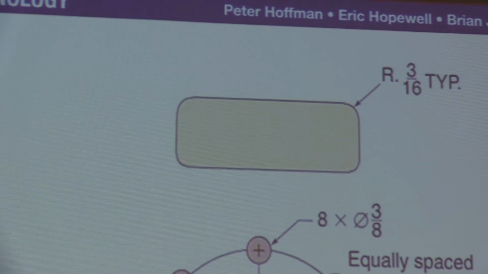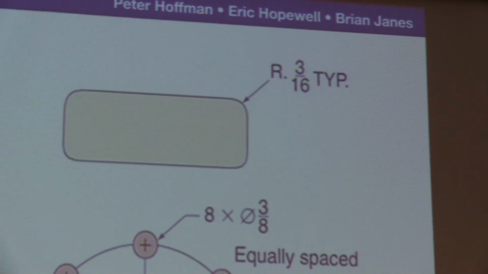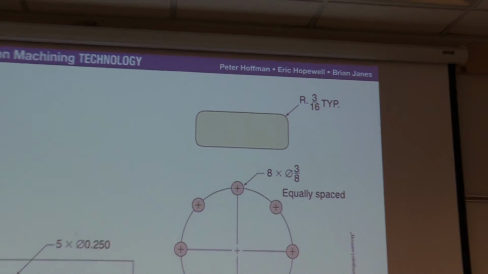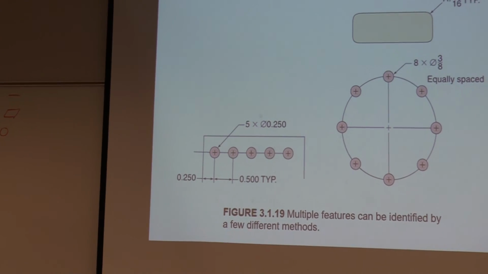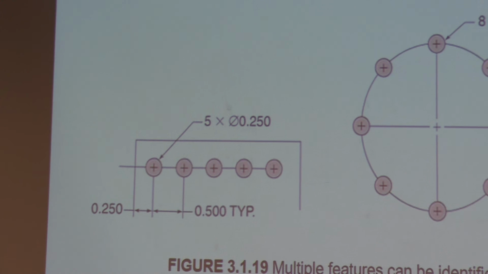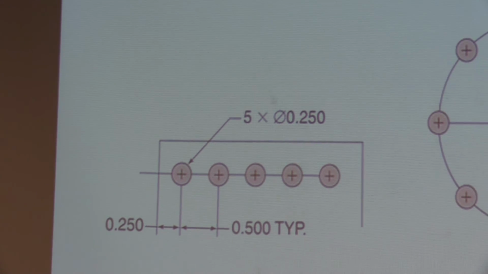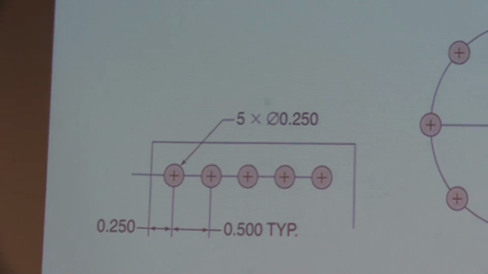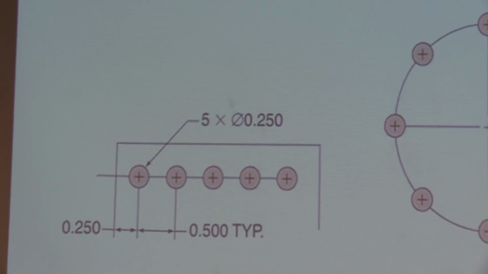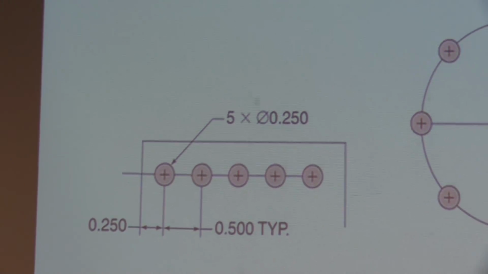So we come to the top right hand section of this. Our radius is 3/16, typical. Over here is another example just to be able to know our symbols and notations. So if you see right here, you have 5 times the diameter of 0.250. So that means that there are 1, 2, 3, 4, 5 holes. They are all 1/4 inch diameter.